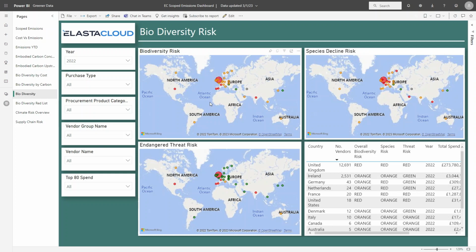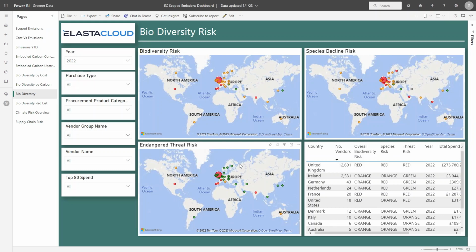This risk is made up of an average of species decline risk, shown in the top right visual, and the rate of endangered species, shown in the bottom left visual. Both of these are also measured as red, amber, green categorizations. These two values are averaged as ordinals to give a single overall risk value at a country level.